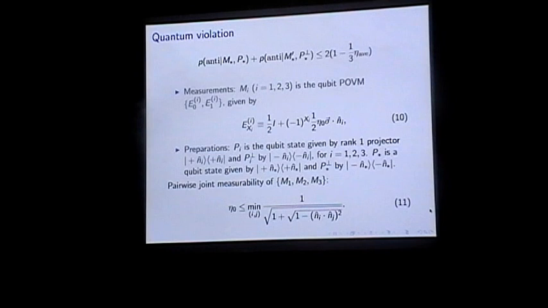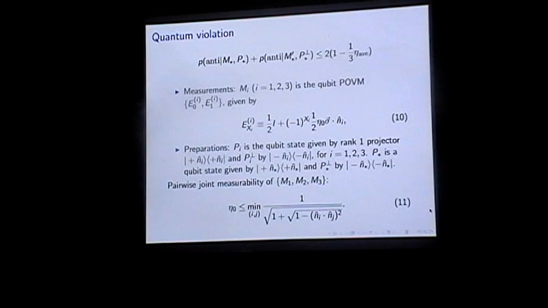And the preparations that we use, the Pi and Pi perpendicular, are the ones that correspond to these rank 1 projectors along the direction. So if Mi was a noisy measurement along the ni direction, then I'm choosing the corresponding preparations, Pi and Pi perpendicular, to be the pair of orthogonal preparations corresponding to that direction, these two projectors. So these are just like this quantity with eta naught equals 1. That's the projector.